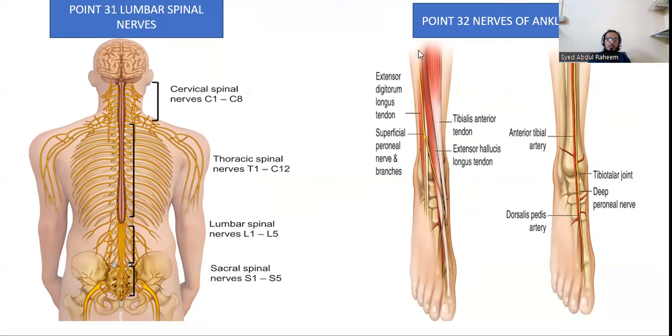And point number 32, nerves of ankle joints. What are these, the nerves. You can see that mostly peroneal nerve is coming from that region. Okay, it is giving supply to the whole foot. Okay, superficial peroneal nerve, deep peroneal nerve. So all those branches are there. So we have to apply that area, particularly mostly here. Where there is a pain, you can apply from this area to this area. The whole area can be covered. Okay, so this is all about ankle joint.